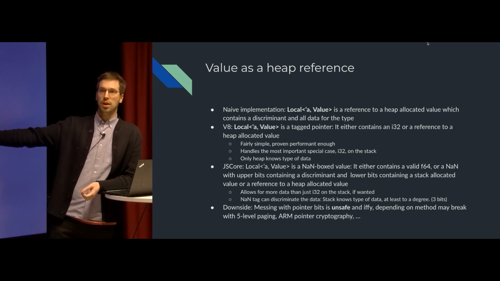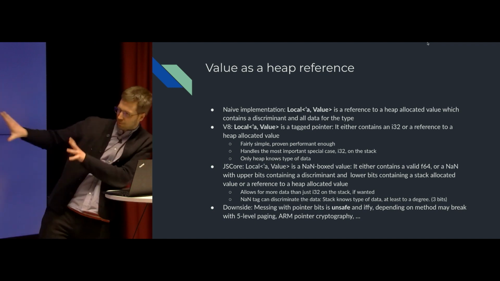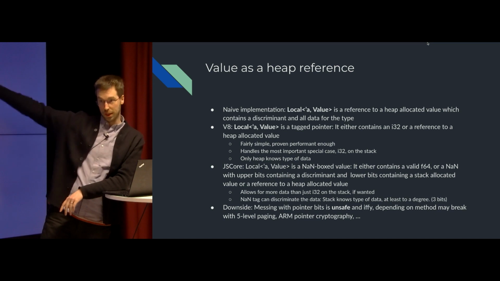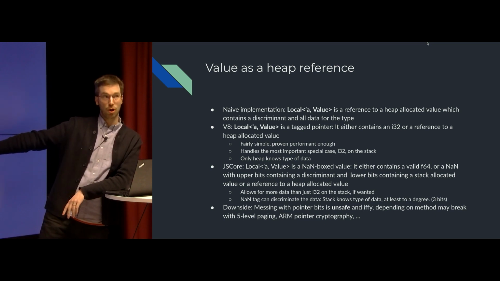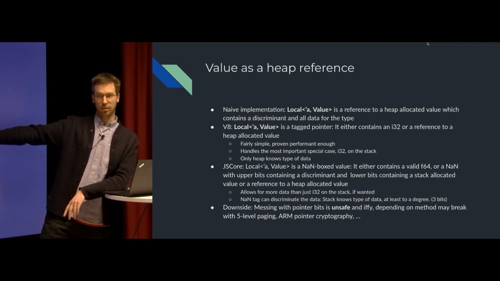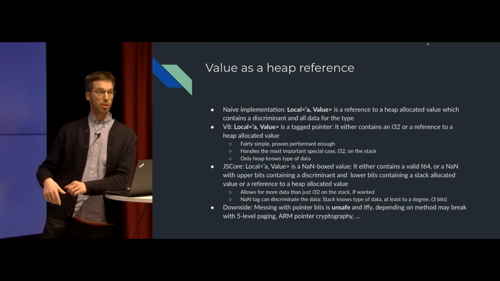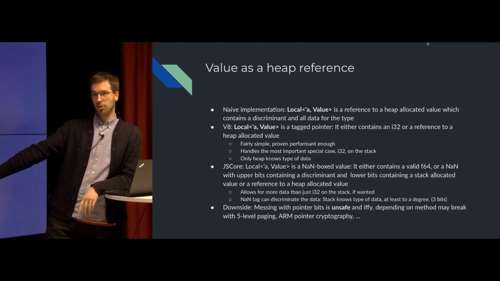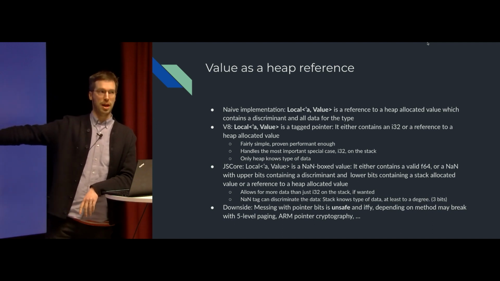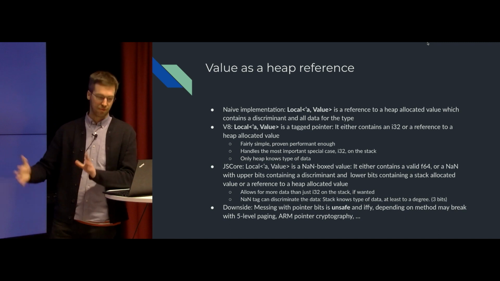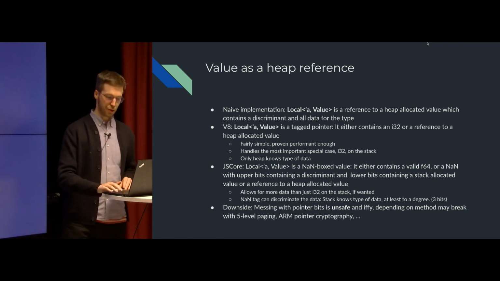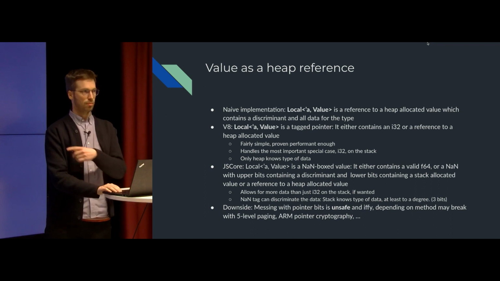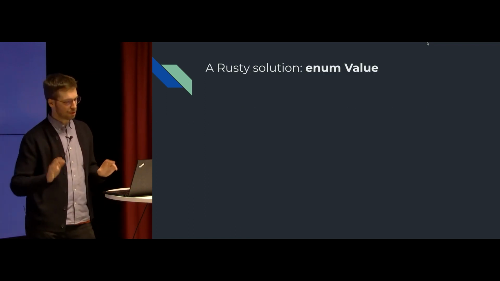Also the NaN boxing, which, if you look at it far enough, seems to be the better one here. It's obviously getting more stuff onto the stack out of the heap. This breaks with 5-level paging. Intel is kind of pushing for that, I think, or at least makes it possible. And ARM is doing pointer cryptography starting from 8.3 or something. Either of those completely breaks NaN boxing. You cannot do NaN boxing anymore with that because of how the pointer upper bits are then used. All right. So this is a bad idea. Let's not do that. Let's go with the Rusty solution.